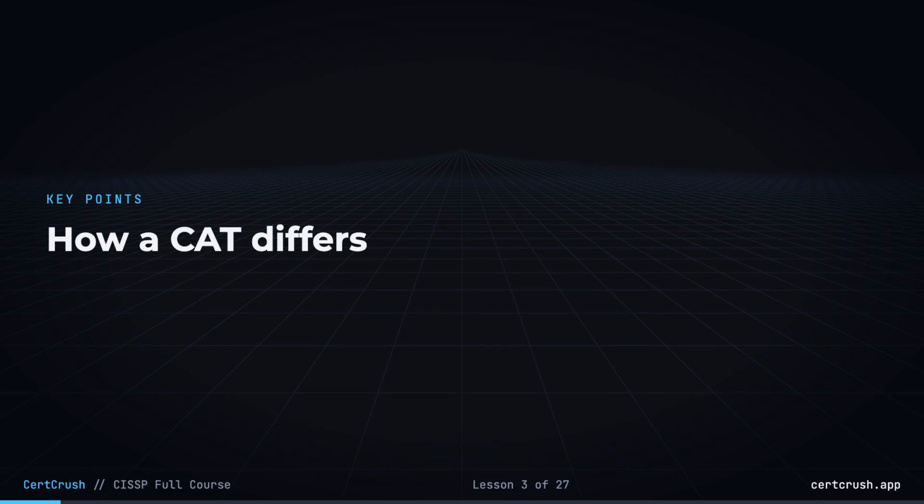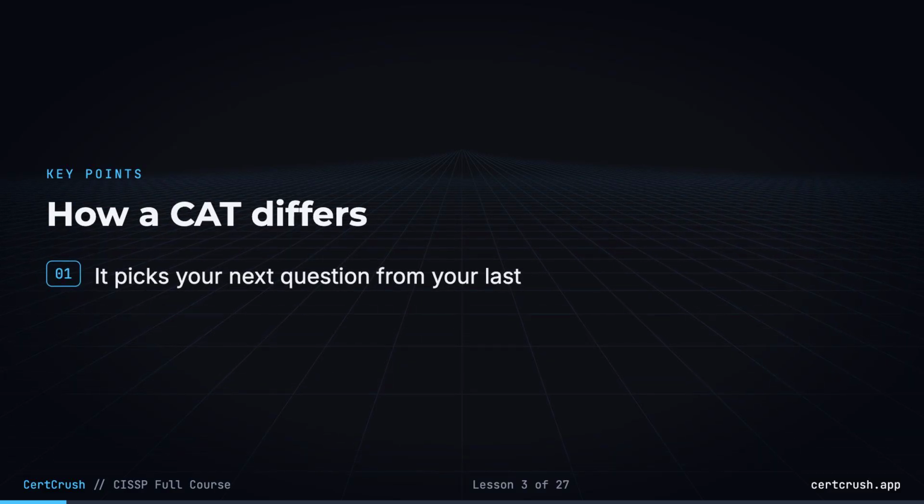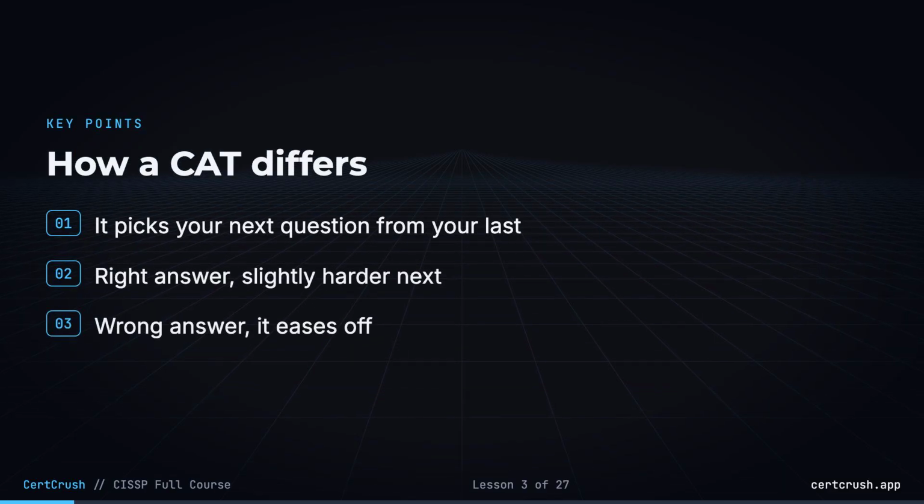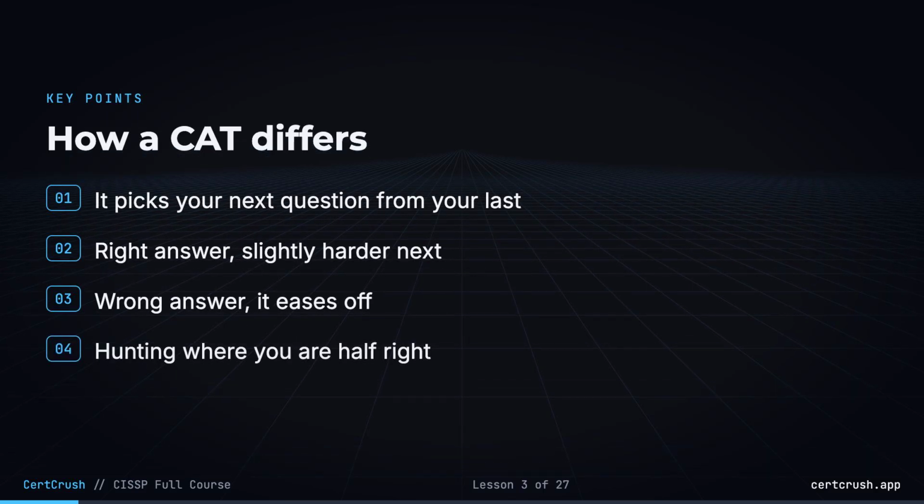In a traditional exam, everyone answers the same fixed set of questions. A CAT is smarter. It chooses your next question based on how you answered the last one. Get a question right, and the engine tends to serve something slightly harder. Get one wrong, and it eases off a little. The test is constantly hunting for the exact level where you're right about half the time, because that's where it learns the most about your true ability.